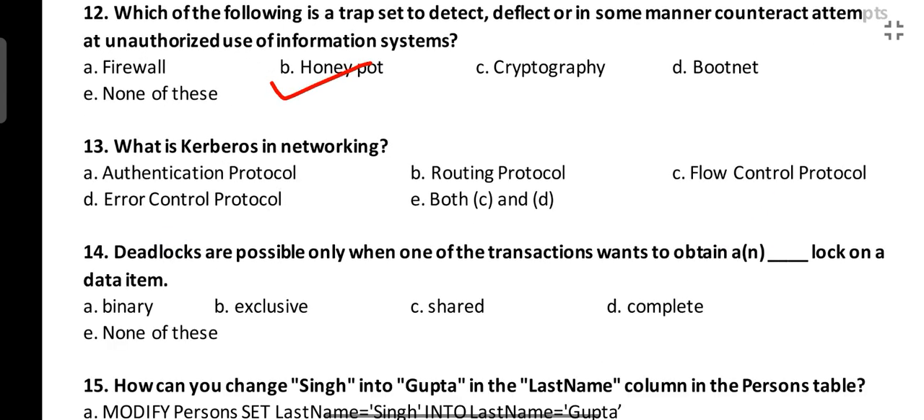Next is what is Kerberos network? Okay, we have discussed Kerberos in yesterday's video. If you have not watched, go and watch that video. We know that Kerberos is an authentication protocol.